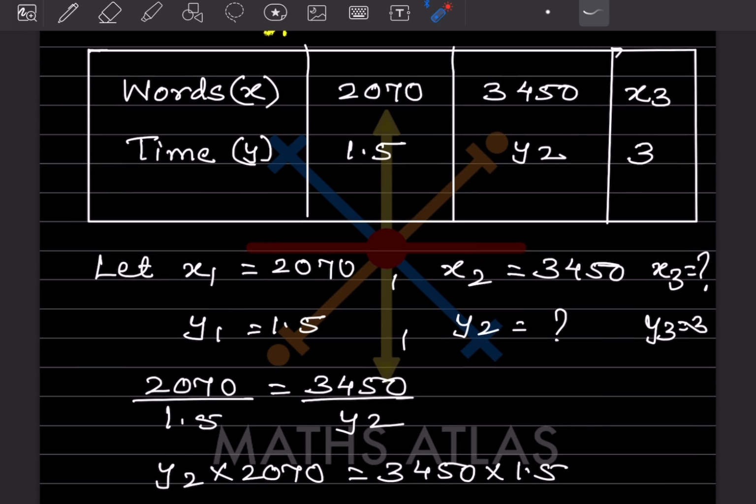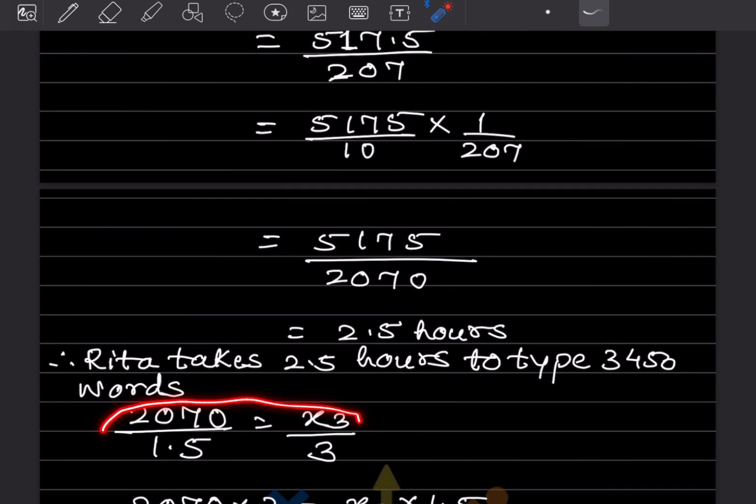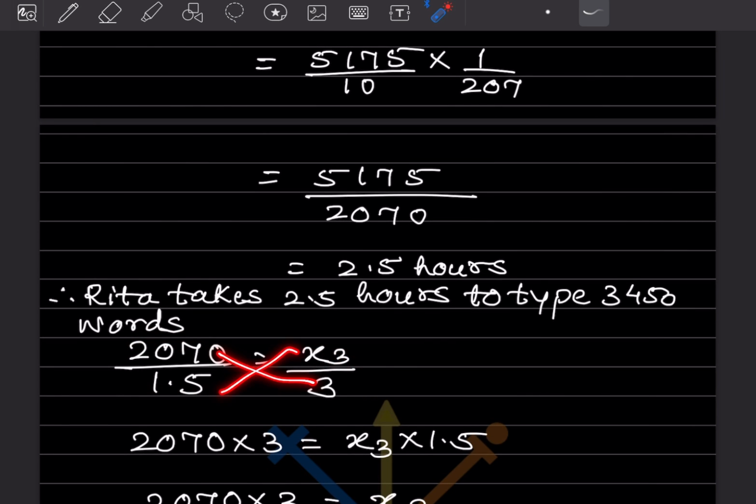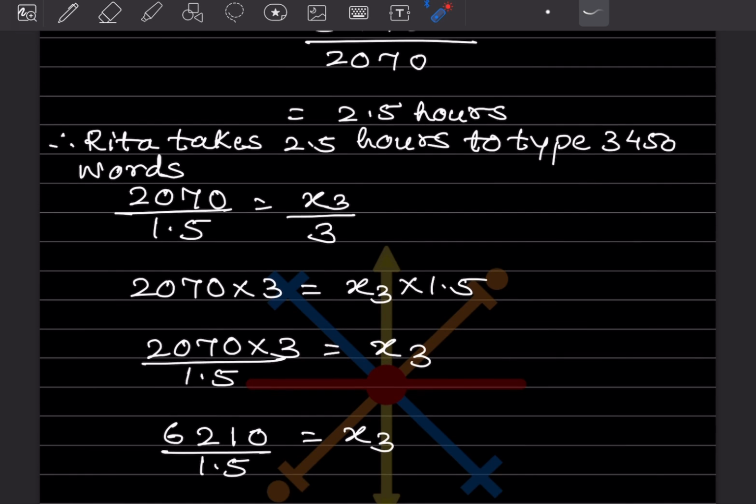Now again we will take this part and this one, because both of them we know, and this is unknown. So we can take this together. So again we are going to cross multiply it. So 2070 into 3 is equal to 1.5 into x3. So now this as it is, this will go on the other side, so it will get divided, equal to x3. So this will be 6210 divided by 1.5.